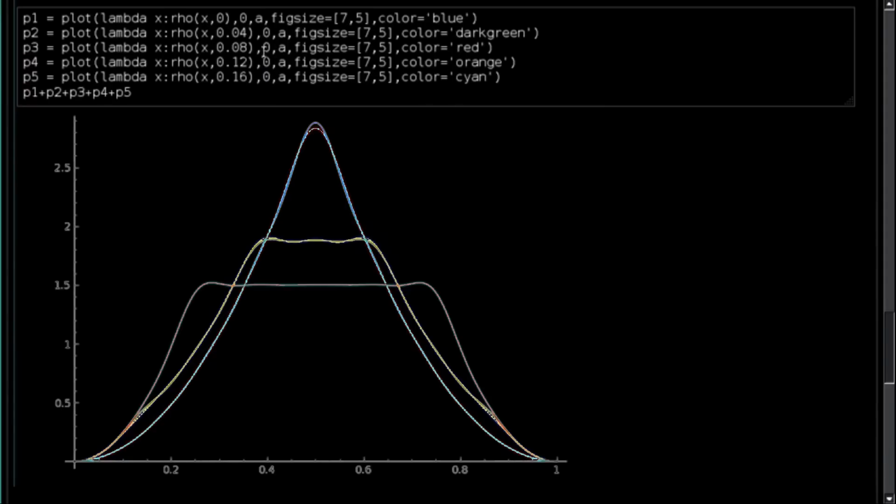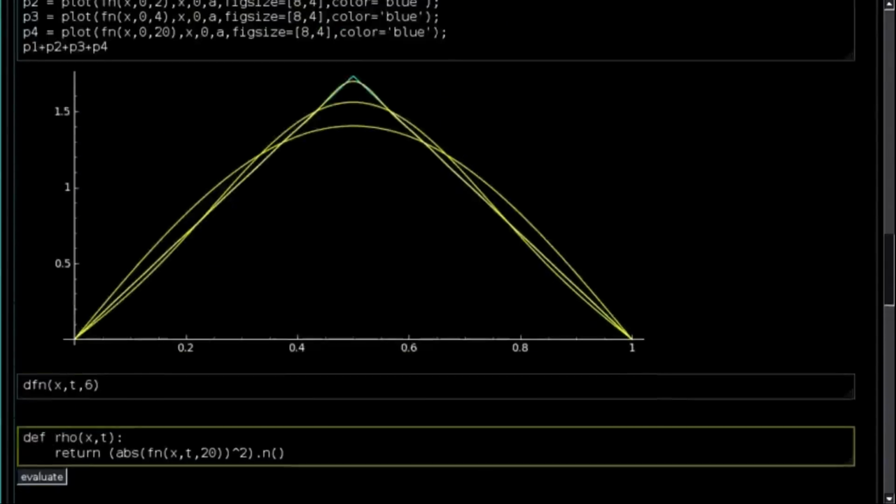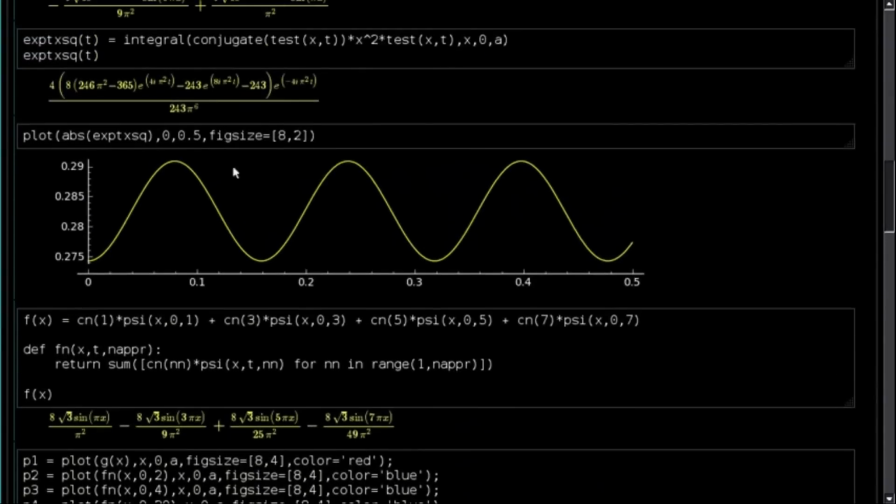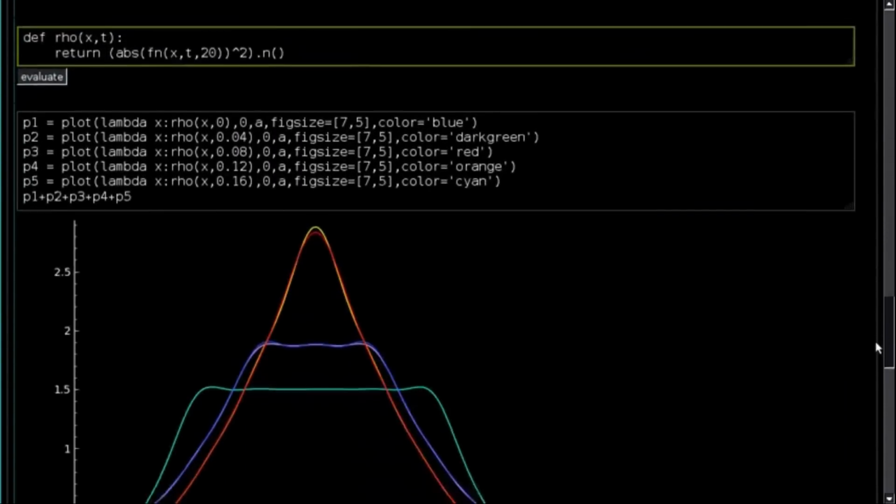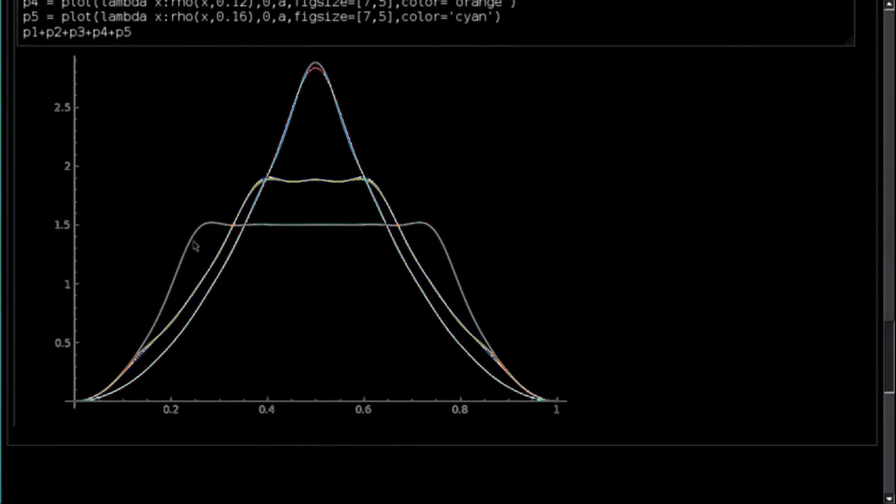Red is at time 0.08, and if I scroll back up to our uncertainty as a function of time plot, 0.08 is here. So it's pretty close to the maximum uncertainty. You expect the uncertainty, the width, to start decreasing thereafter. If I scroll back down here, this red curve then is more or less as wide as this distribution will ever get.